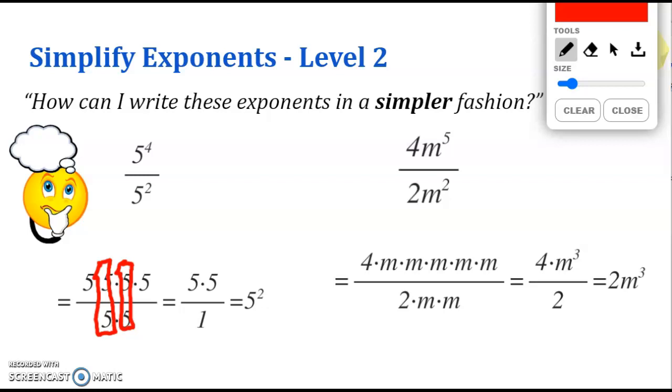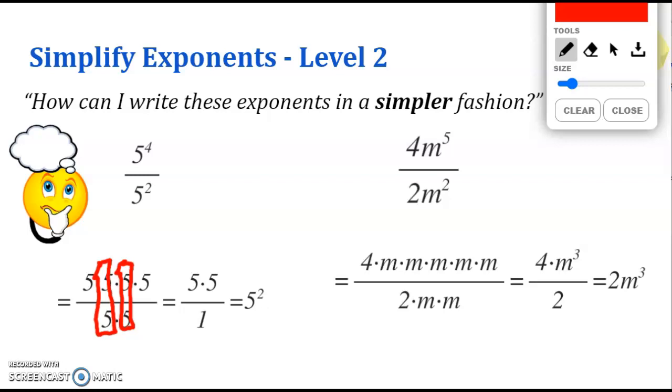So we can actually ignore those ones when you're multiplying by 1, so that you are left with 5 times 5 here at the top. So 5 times 5, and at the bottom you just have this giant 1. 1 times 1 is just 1. So 5 times 5 is the same as 5 squared.